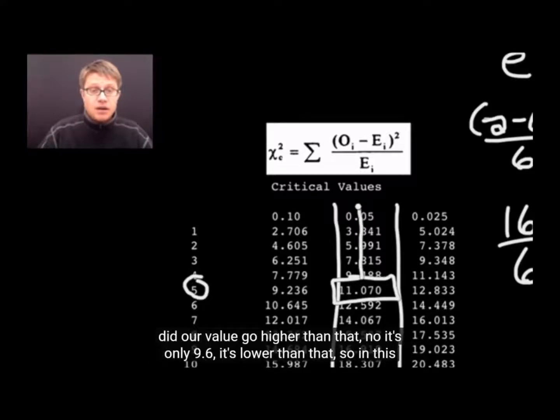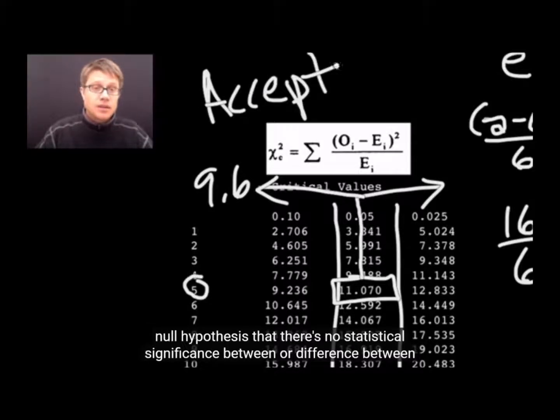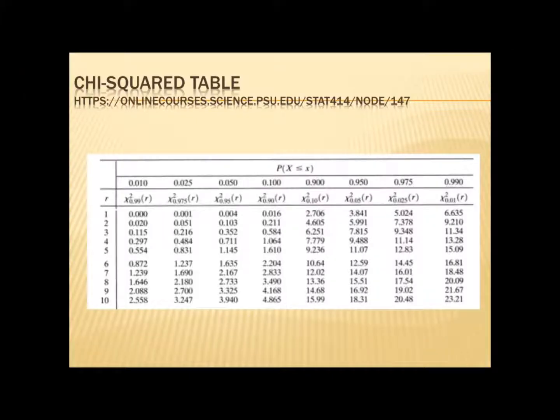And so if we look at that, did our value go higher than that? No, it's only 9.6. It's lower than that. So in this case, even though we had all of those 6s, we still need to accept our null hypothesis that there is no statistical significance or difference between what we observe and what we expect.